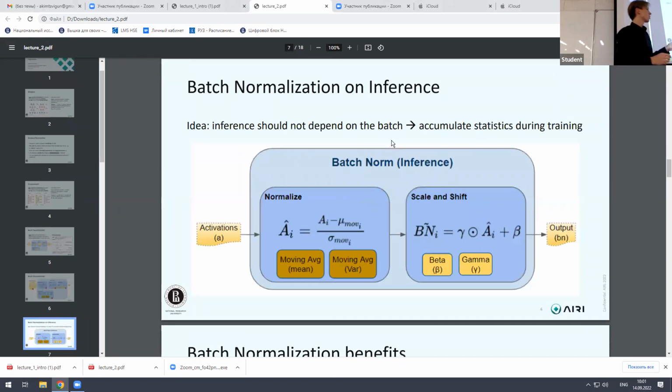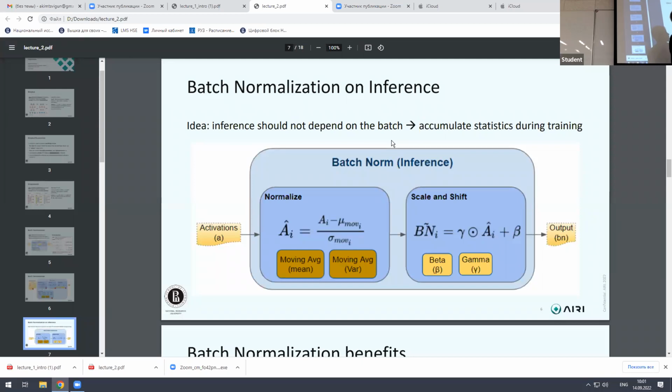And instead of calculating the mean statistics, we use this accumulated moving average mu and sigma. Again, after this, we do the scale and shift operation. What's important to understand now is that these parameters used for scale and shifting of each feature are learnable. They are learnable for each feature separately.